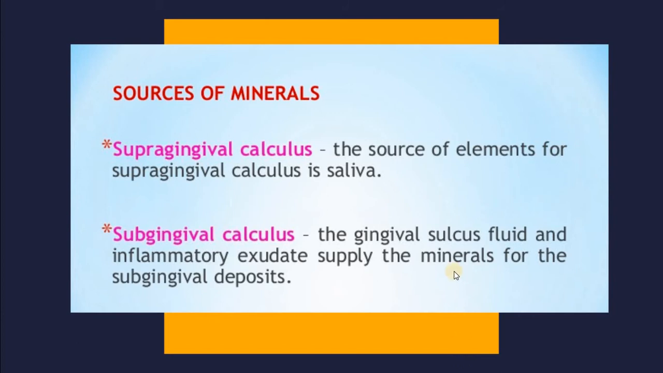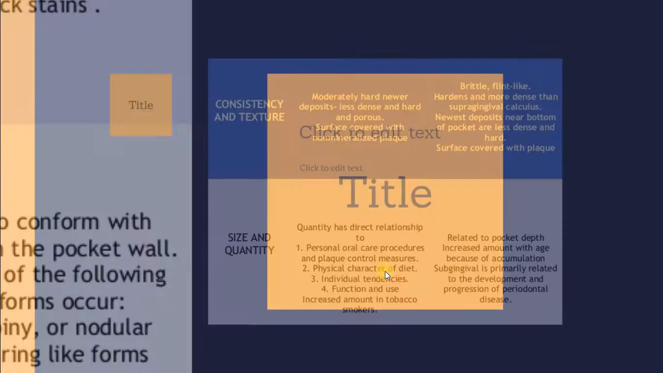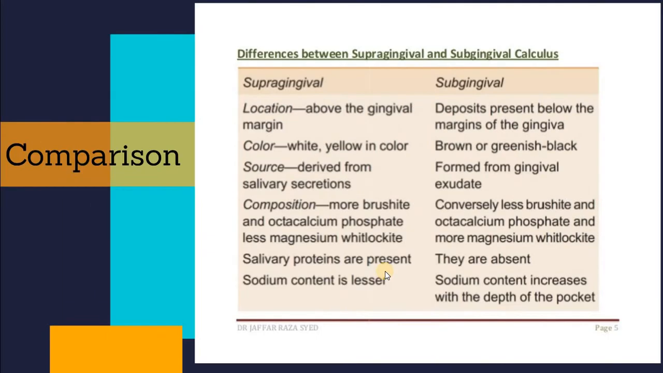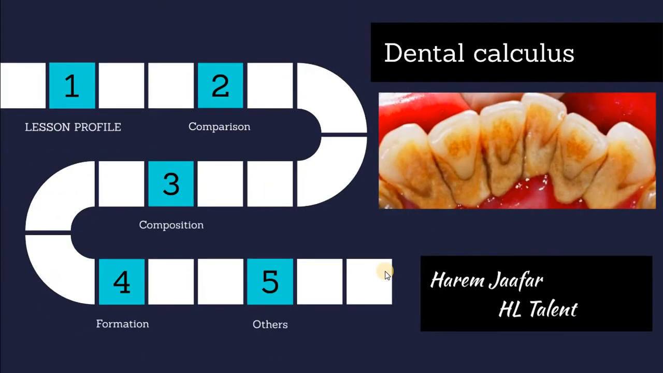So the source of minerals for supragingival calculus is mainly saliva, while for subgingival calculus it is inflammatory exudates found inside the gingival crevicular fluid. This is regarding the comparison between the supra and subgingival calculus.